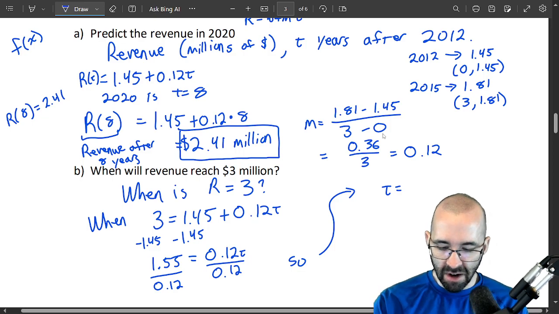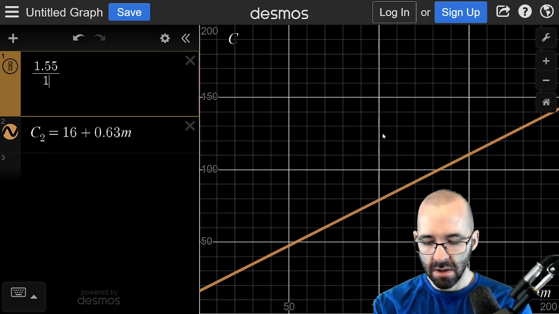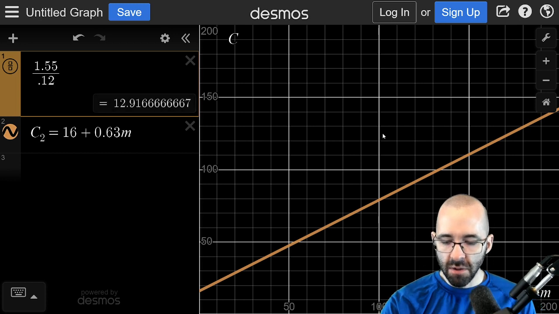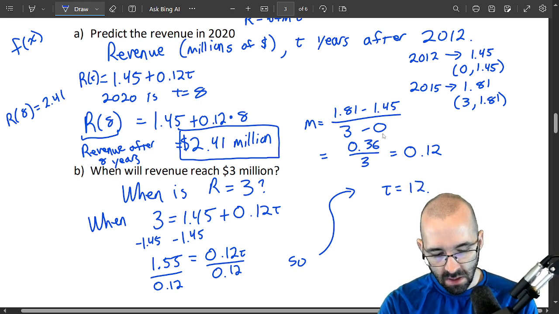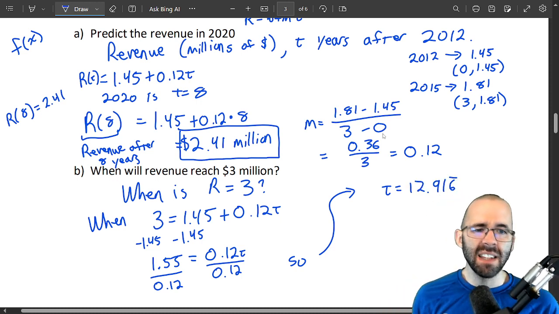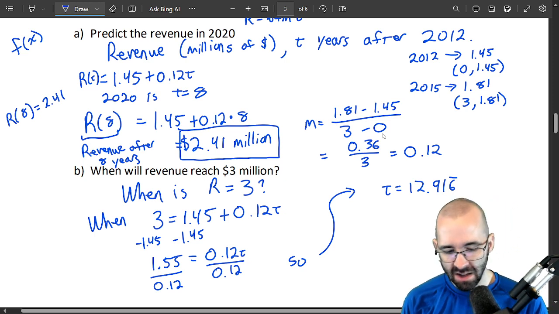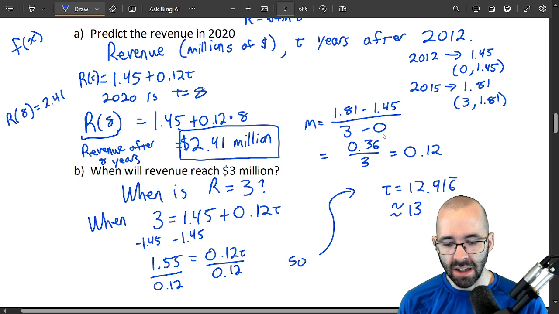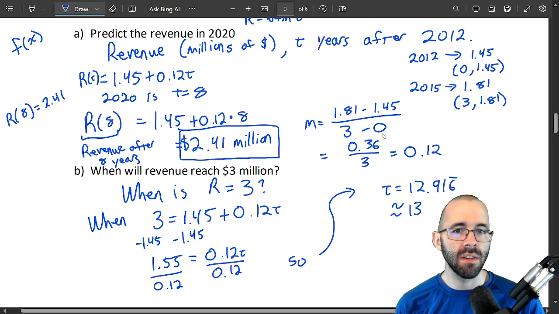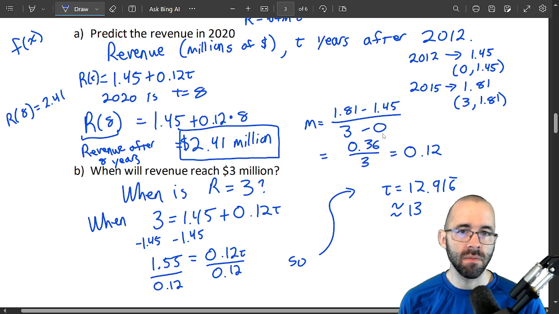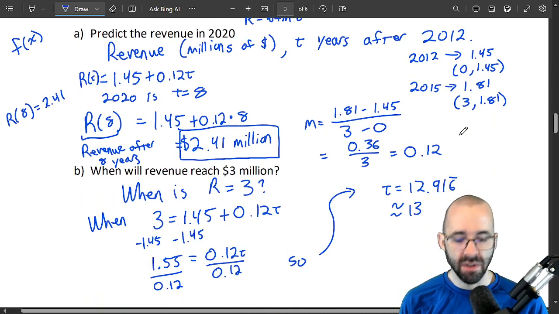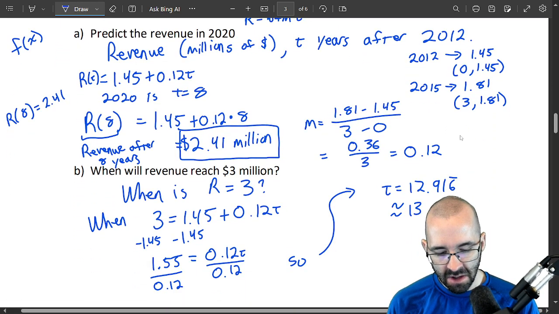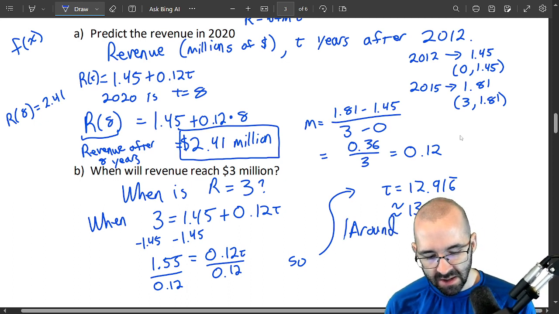Not doing that in my head. 1.55 divided by 0.12. That's going to be 12.916 with the 6 repeating. That's about 13. Okay? Approximately 13. So about 13 years later, the company's revenue will be about 3 million. What was 13 years later? Years after 2012. So 13 years after 2012, so around 2025 is the answer to the question.